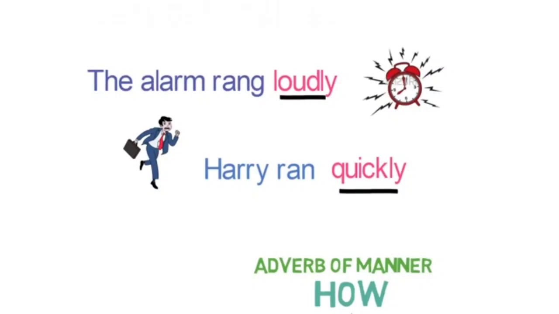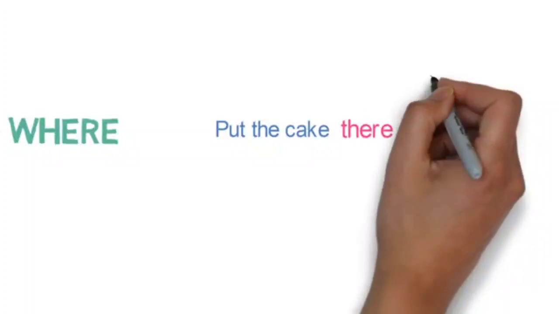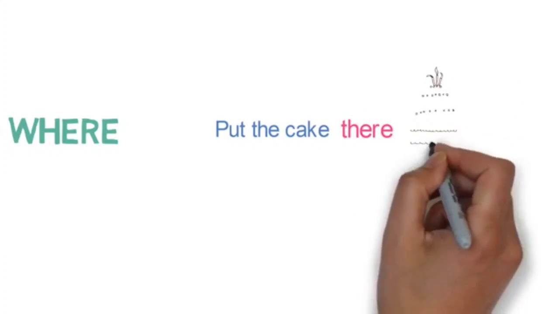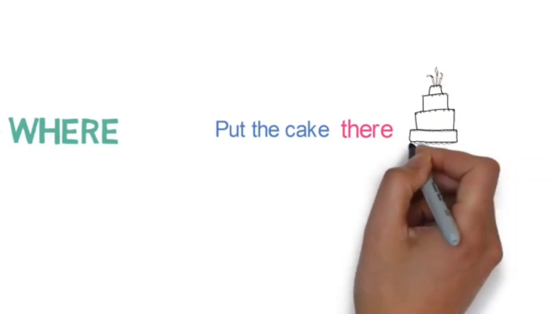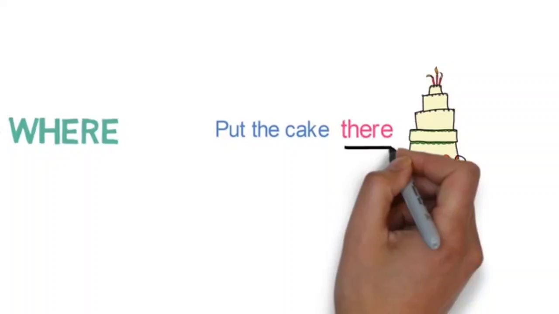Let's look into the next way in which we can describe an action: where an action occurred. Put the cake there. Here we are telling someone to put the cake there. But at which place? By using the word there, we are telling the place to put the cake. So, it is an adverb.